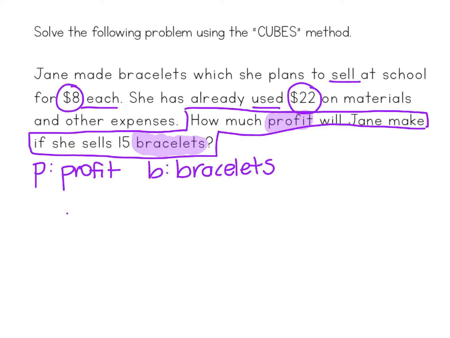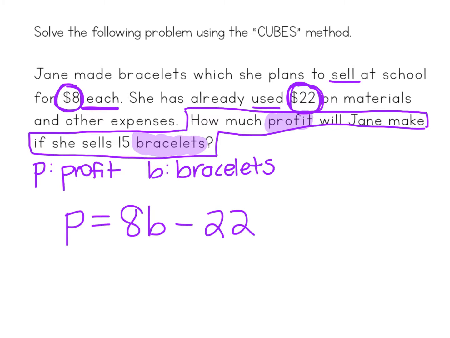Okay, so if I'm trying to figure out how much profit she's making, I'm going to have P equals. From reading my question, I know that she's selling her bracelets for $8 each, and the word each refers to multiplying. So I'm going to have $8 times each bracelet, 8B. But not all the money that she makes is considered profit. Anything that she uses on materials is not profit. It says that she used $22 on her materials, so we are going to subtract that. That is our equation. So that's E.